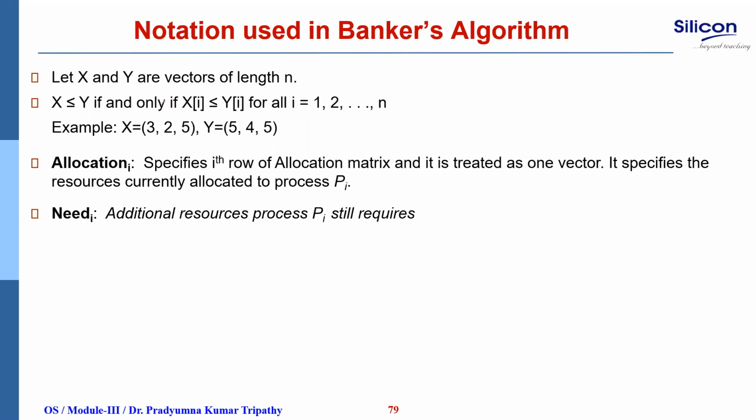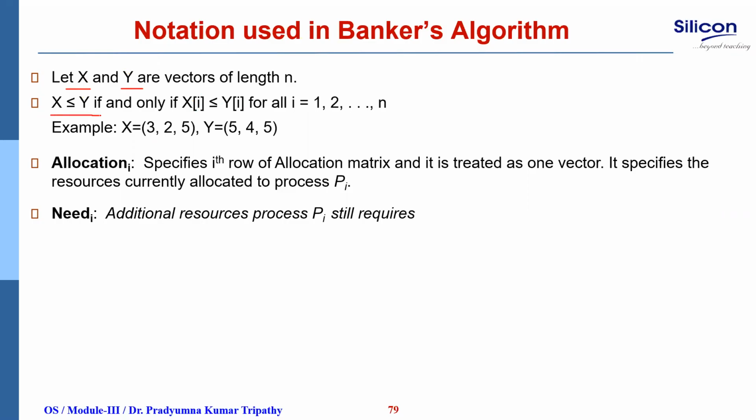Okay. Let x and y be vectors of length m. When I say x is less than y, that means each element of x must be less than each element of y. That means x of i is less than y of i, x of 1 less than y of 1, x of 2 less than y of 2. So that we are using over here.